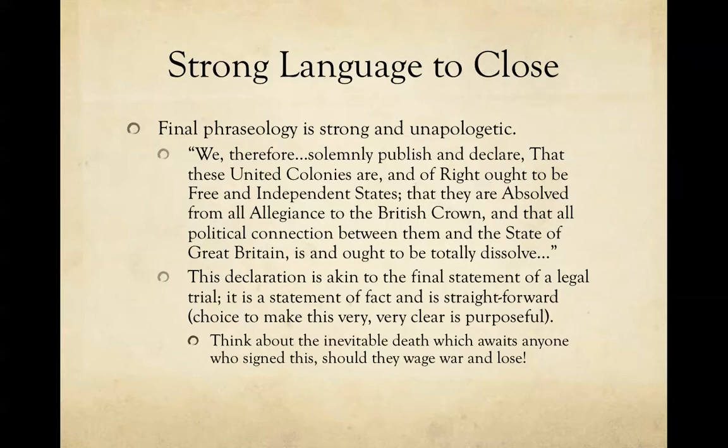It's straightforward and very clear because he doesn't want there to be any confusion at this point as to what they're doing. And think about what they are doing. Think about the inevitable death which definitely awaits anyone who signs this declaration, should they A, not go to war, B, go to war and lose, or C, go to war and get captured, which happened to many colonists. It's incredibly powerful, and there's a few things I want you to think about as we head out of this one.